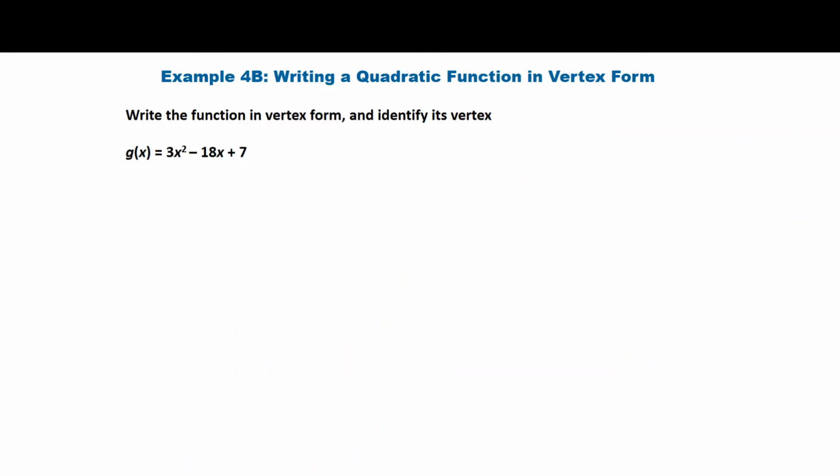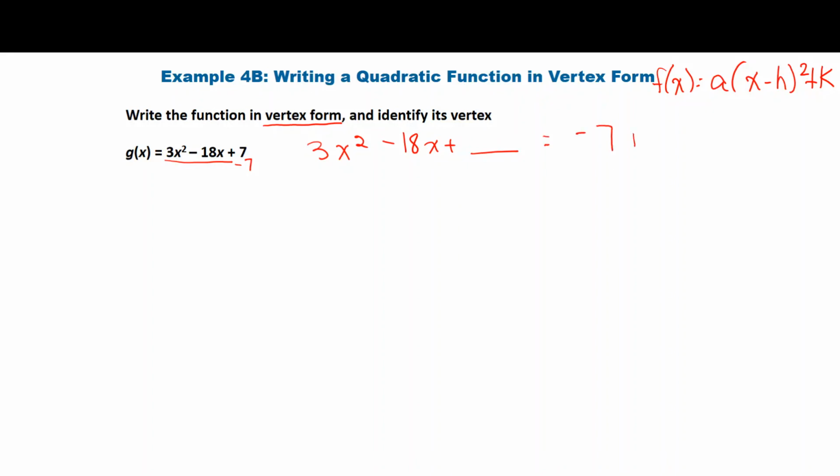All right, this one says write the function in vertex form and identify its vertex. So remember, our vertex form is f of x equals a times x minus h squared plus k. All right, so let's see what we can do here. So let's rewrite this: 3x squared minus 18x plus something, and let's move our 7 to the other side, equals negative 7 plus something. Okay, so what is that something going to be?